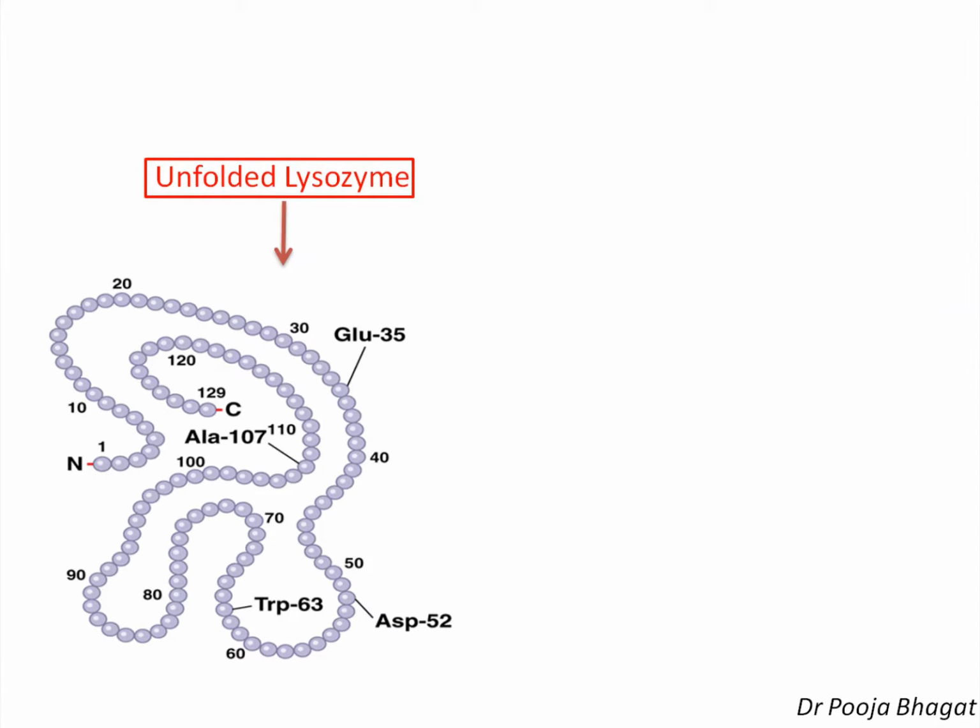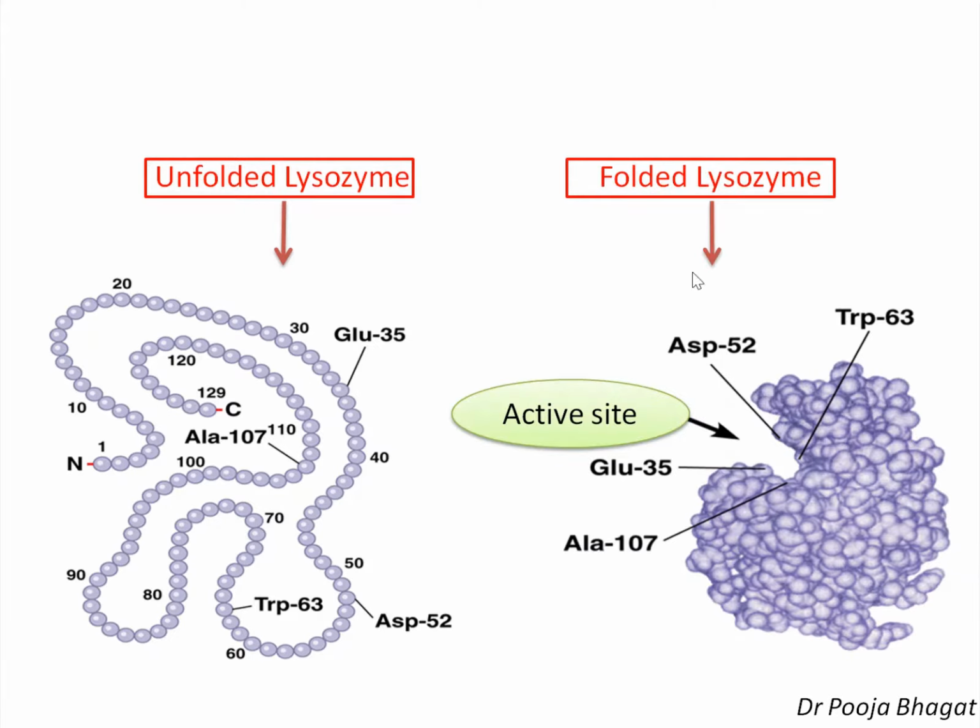Now let's discuss this point by taking this example. This is unfolded lysozyme. Lysozyme is an enzyme containing 129 amino acids. This is the N-terminal, this is the C-terminal. So this is the 129 amino acid sequence chain of the lysozyme. This is unfolded. Okay. And now this is folded lysozyme. This is the folded one. As you can see here, this is the active site.